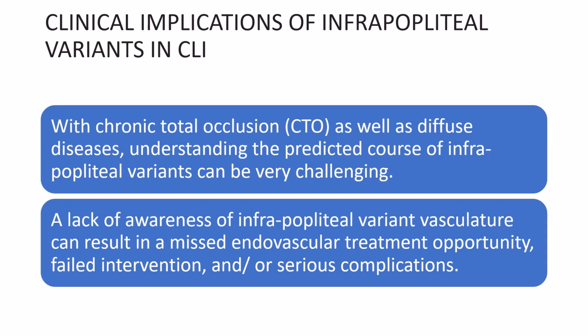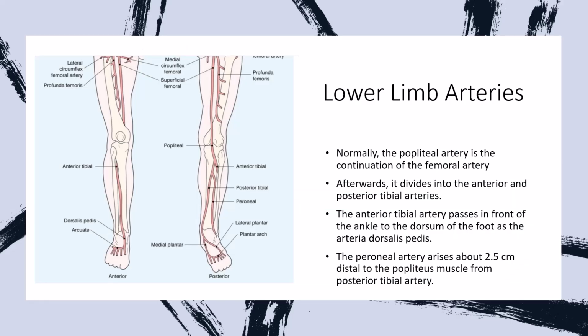With chronic total occlusion as well as diffuse disease in below-the-knee arteries, understanding the predicted course of infra-popliteal variants can be very challenging. A lack of awareness of infra-popliteal variant vasculature can result in a missed endovascular treatment opportunity, failed intervention, and serious complications. Normally, the popliteal artery is the continuation of the superficial femoral artery. Afterwards, it divides into the anterior and posterior tibial arteries.